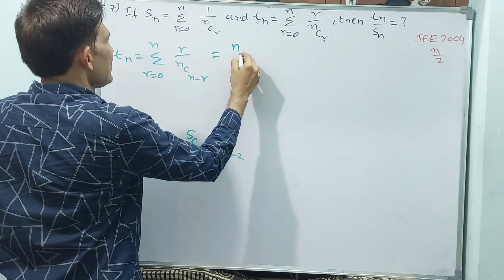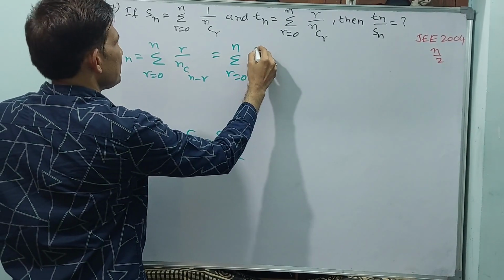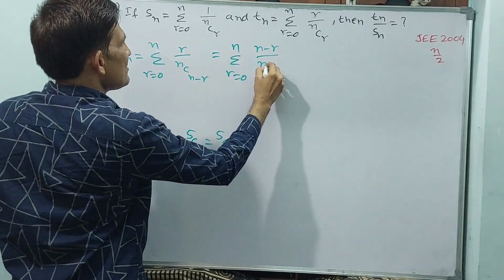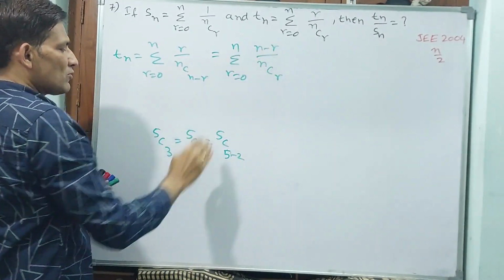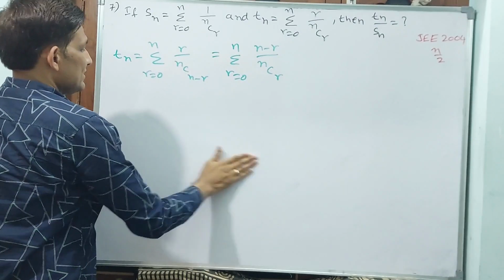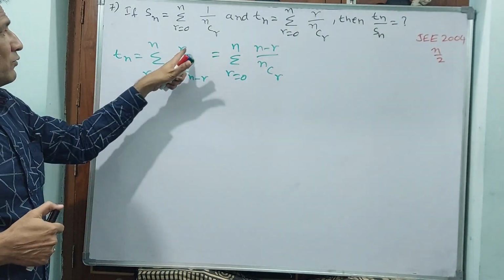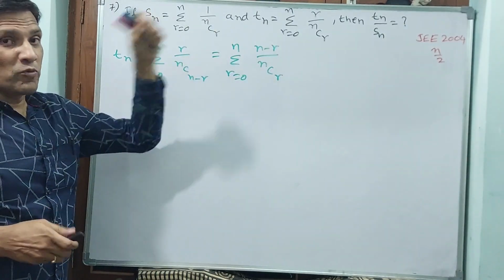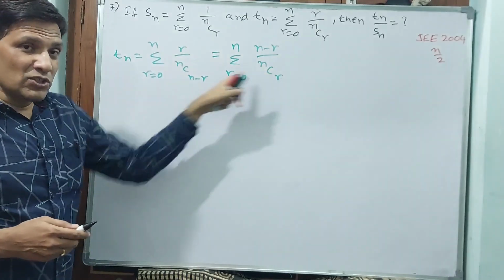What if I write like this? n minus r, but nCr only. That means see, I don't want to change this but I want to change this. Is it okay? You may get a doubt, sir. Here if 3 is there, then here 5 minus 3, 2 will come. How is it going to become like that? When sigma is there, this is taking care of this.